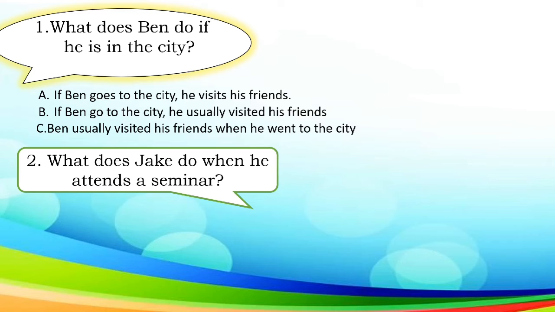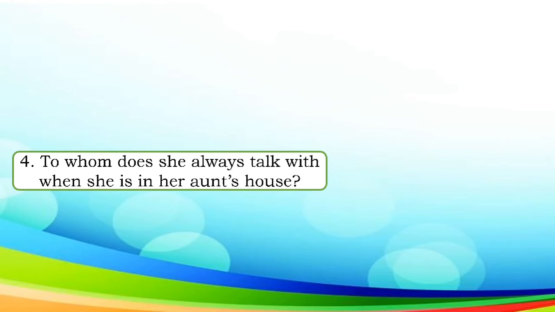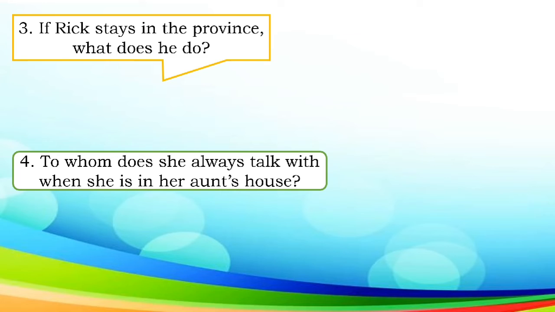Here comes number 2. What does Jake do when he attends a seminar? A. Jake makes friends when he attends a seminar. B. When Jake attends a seminar, he makes friends. C. Jake makes friends if he attended a seminar.